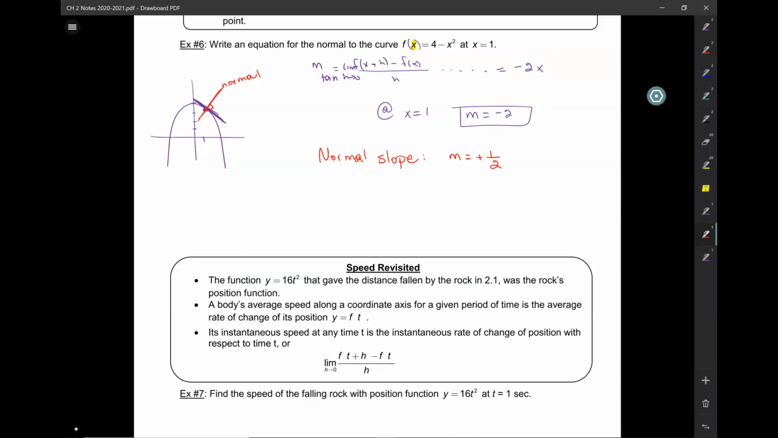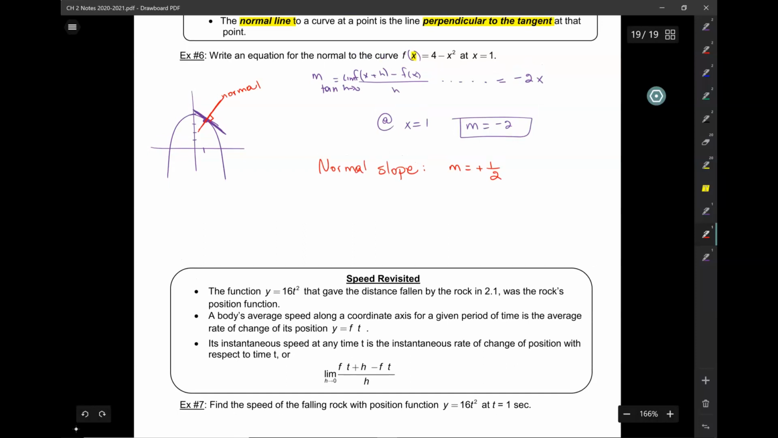And so now I'm ready to write my equation for the normal line here. If my x is equal to 1, f of 1 rather, is 4 minus 1, 3. So all this is happening at 1, 3. So my line is y minus 3 is equal to 1/2 times x minus 1. That's the equation of the normal line. That's the equation of that red line over there.